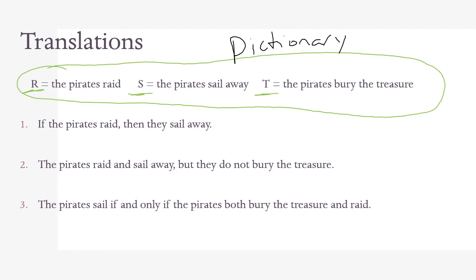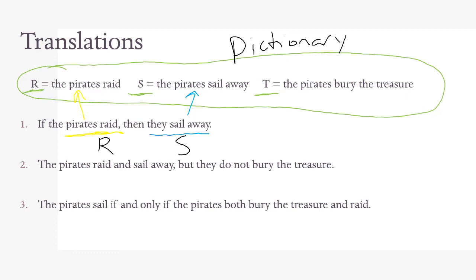If the pirates raid, then they will sail away. So looking at our legend or our dictionary, we have pirates raid, and that's associated with R. So we'll symbolize that with an R. Let's look at the other thing that we've got here. They sail away. That's just an S. So that's how we use our dictionary. We see pirates raid, we look in our dictionary. Then also we have they sail away. So that's how we use the dictionary.